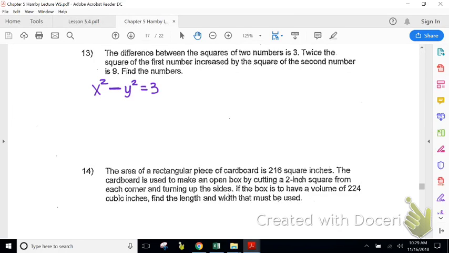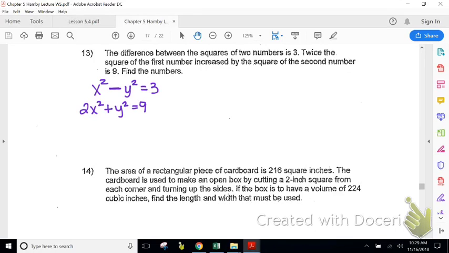Twice the square of the first number, so what is that? Yeah, 2x squared is increased by the square of the second number. Yeah, just the y squared. Is 9. So it equals 9. There it goes. And so you just work it out from there, okay?